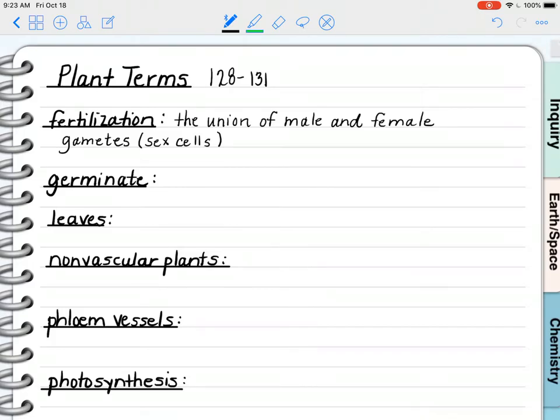To germinate. At first, you might think this has something to do with bacteria and disease, but it really doesn't. Germinate means to begin to grow from a seed. So if an acorn is implanted in the ground and it starts to sprout into an oak tree, that is called germination, or to germinate.